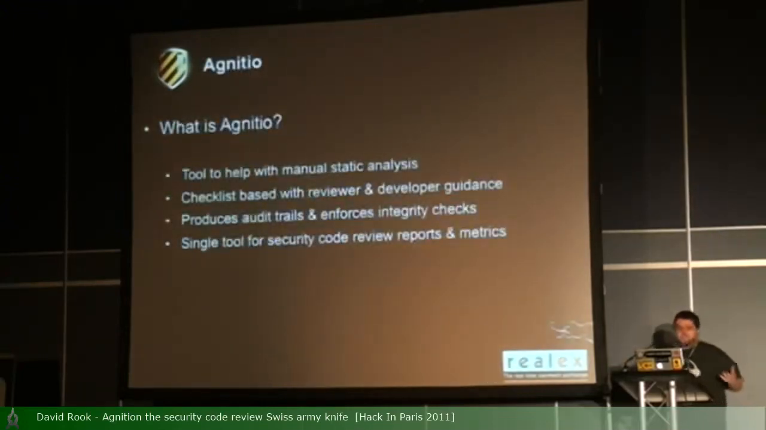So, what is Agnitio? Well, it's a tool that tries to help with those limitations of the human reviewer. It's there to guide and help a human perform a security code review. Initially it was just an application that formalized a checklist-based review, and I'll come on to that in a second. But it also now includes a lot of education and guidance material. All of the information about the principles of secure development is also in the tool, so you can just click onto another tab and get the information you need when you need it. It automatically produces your audit trails, your integrity checks, your code review reports, and your metrics for you.